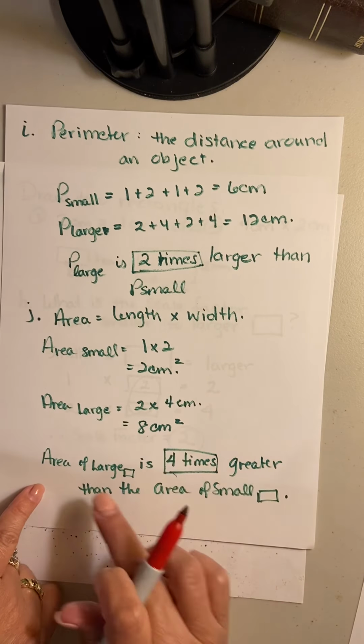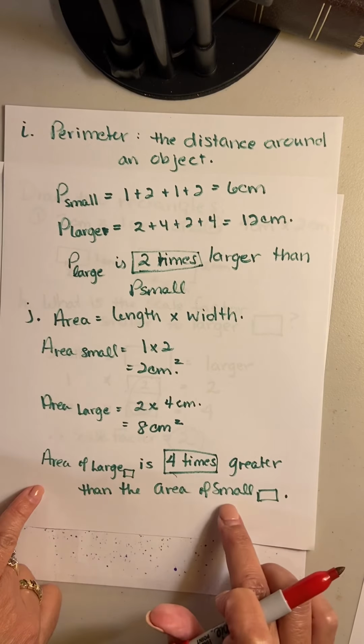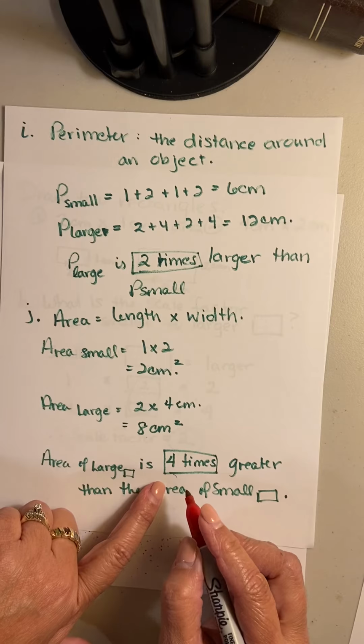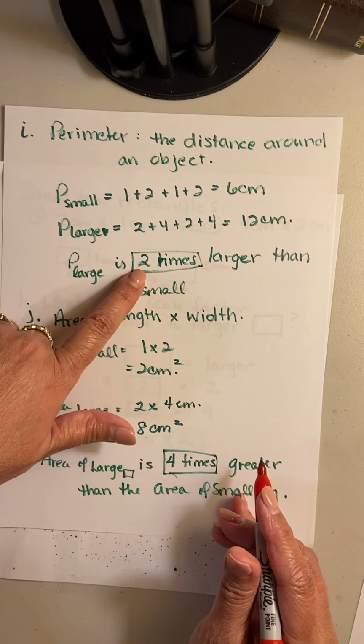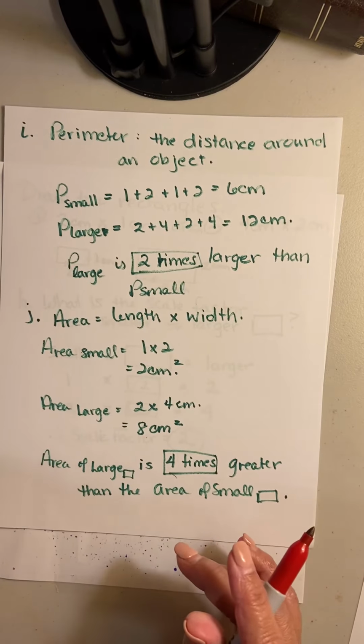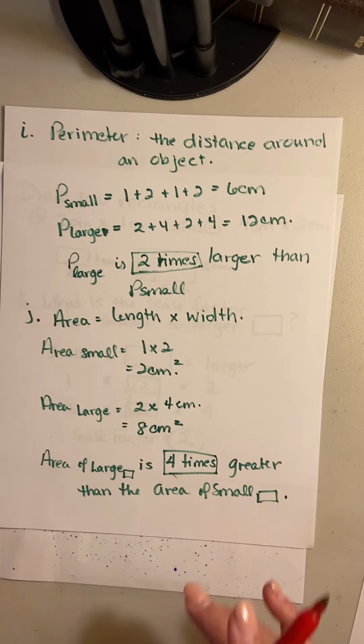And it turns out that the area of the large is 4 times greater than the area of the smaller rectangle. And that's important. If you'll notice, it's actually 2 squared. The perimeter ratio was 2 to the first power, and this is 2 squared. Some of you might see that pattern. As we get into algebra, we start looking for patterns and things. Okay?